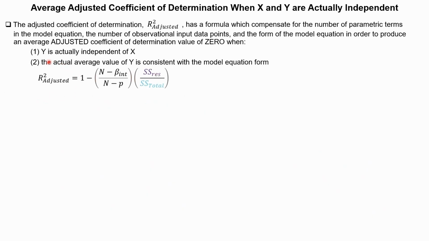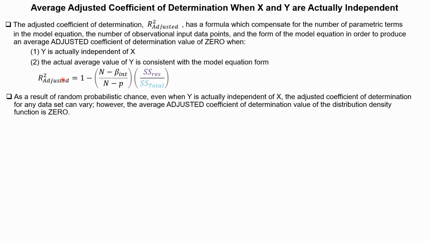The adjusted coefficient of determination, or r-squared adjusted, has a formula which includes terms, such as the number of observational data points, the number of parametric coefficients in the model equation form, and whether or not there's an intercept term, to produce an average adjusted r-squared value of 0, when the dependent variable is actually independent of the independent variable, and the average value of the dependent variable is consistent with the model equation form.